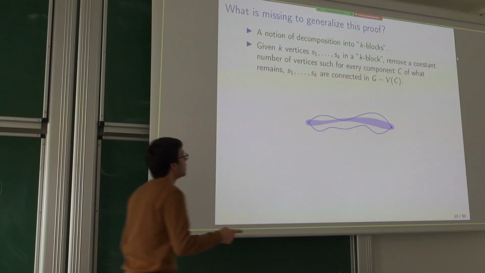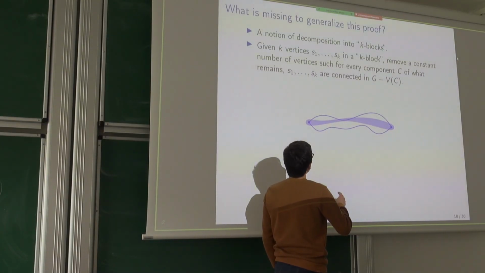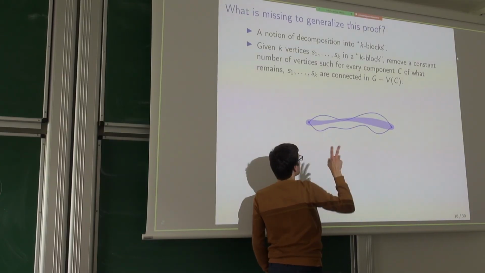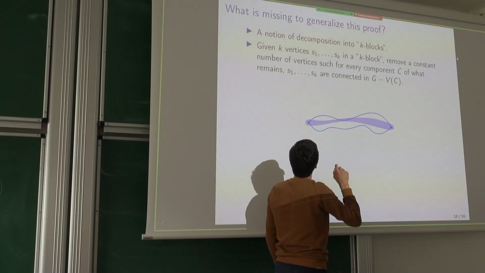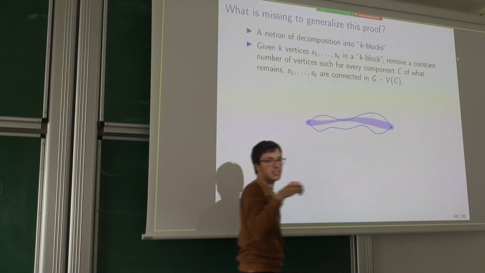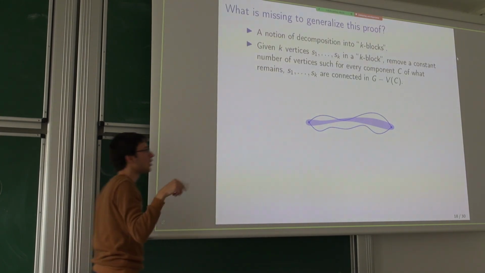But actually, we wanted to decompose our graph into blocks because at some point we were saying, okay, I have my two blue vertices, which are somehow roots, and I know that there are two disjoint paths between them. And then I take a separator, etc., etc. So this is why we had to decompose into blocks first.